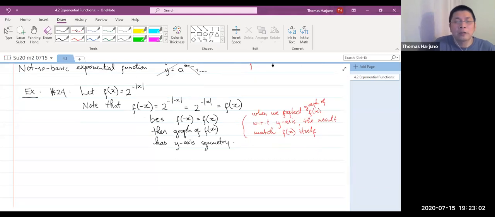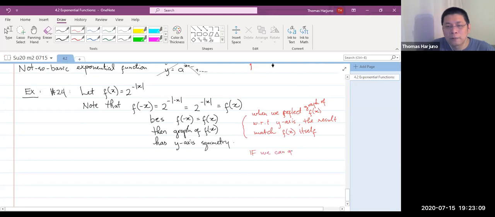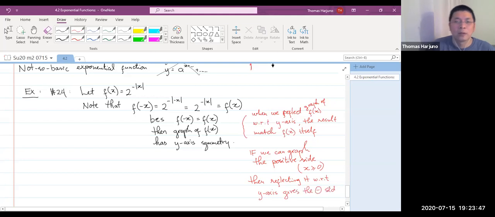Now, then it gives us a hint. So if we can graph the positive part, the positive side, I was referring to x greater than or equal to 0, then reflecting it with respect to the y-axis gives the negative side, the left-hand side. Okay, so what I will do now is to graph the positive side.